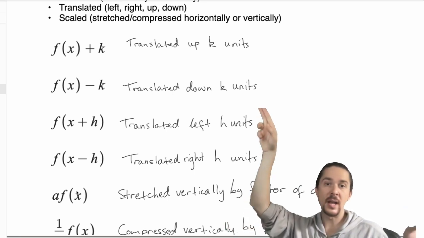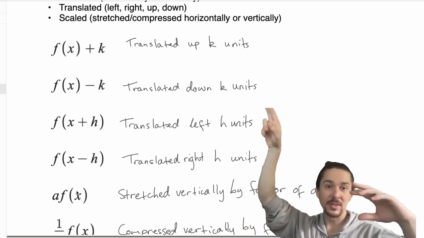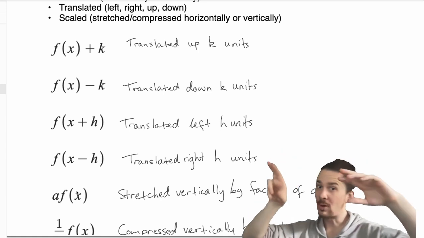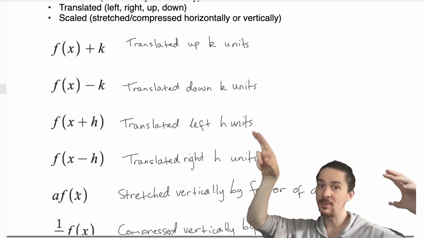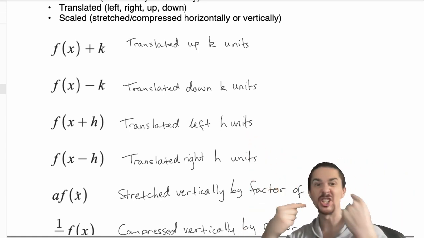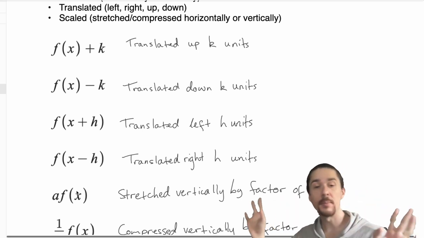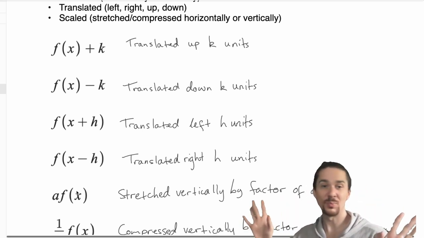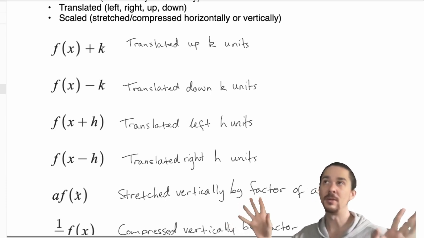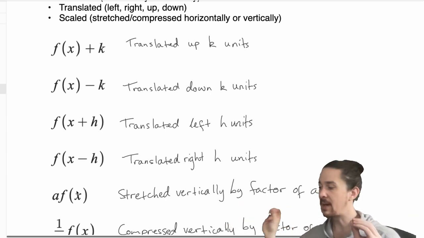So for the y, adding a positive number moves it in the positive y direction. But for x, adding a positive number moves it in the negative x direction. It's like it is flipped. There are really good reasons for this. I'm not going to explain them because it will probably confuse a lot of people. So I just want you to think about it very simply.